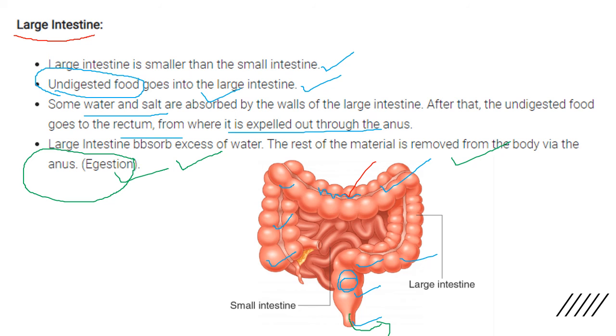So that's it for today. In nutrition, we have studied the digestion process in human beings, and today in this video we studied the small intestine and large intestine.